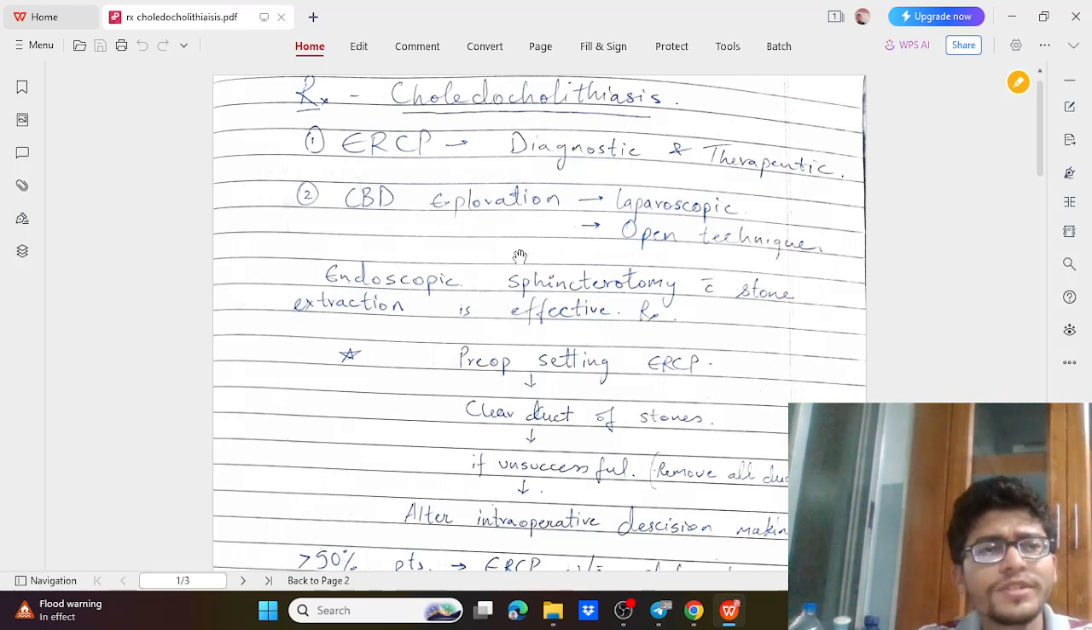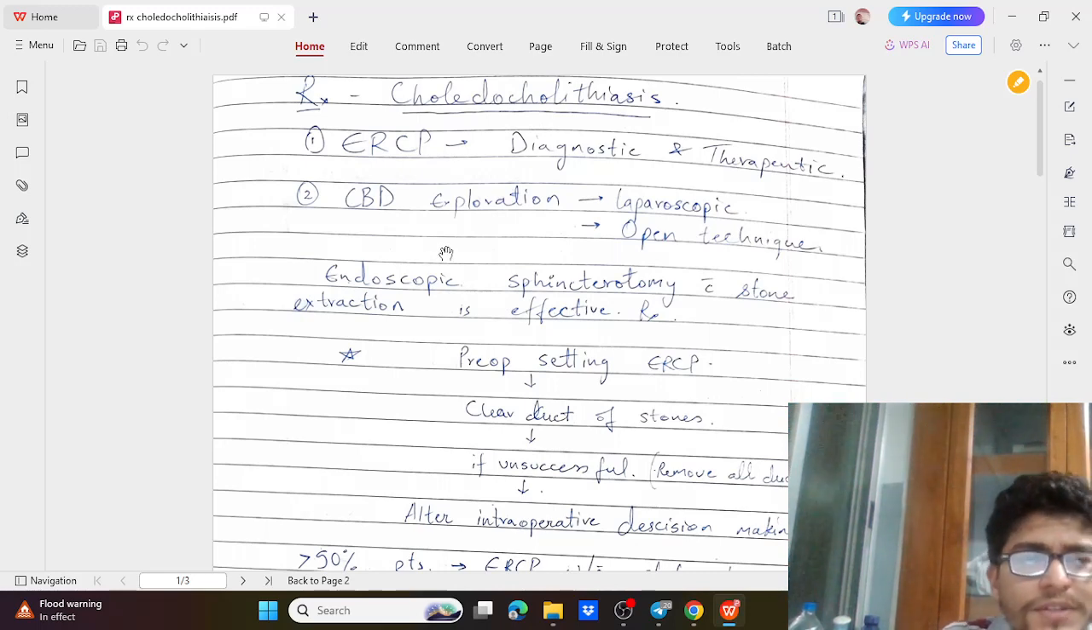It can also present more severely with shock and mental state abnormality, that is the Reynolds pentad. And investigation of choice would be LFT, which would show raised bilirubin with rise in alkaline phosphatase. And along with that, in the imaging, through the ultrasound, there could be raised bile duct caliber, that is CBD caliber.